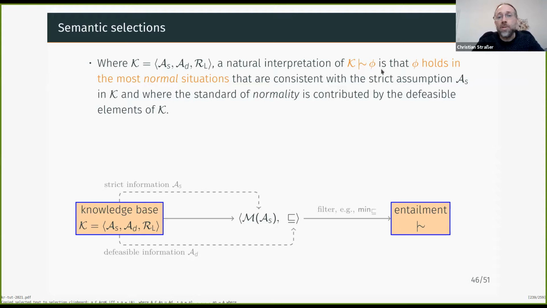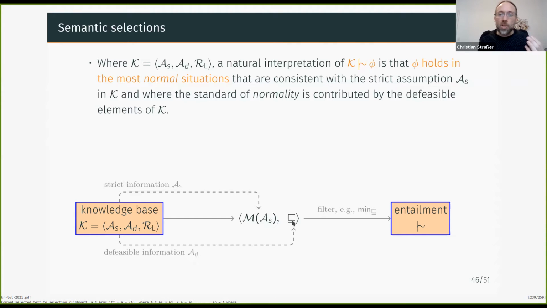So a natural interpretation of saying that the knowledge base defeasibly entails a formula phi is to say that phi holds in the most normal situations that are consistent with the strict assumptions which this knowledge base gives us, and where the normality is somehow based on the defeasible information the knowledge base gives us. So the standard of normality is somewhat based on the defeasible assumptions the knowledge base gives us. So basically we start with a knowledge base. The strict information and the underlying logic give us now the models of the strict assumptions. And the defeasible information should give us an idea of how we can order these models, how we can compare the models in terms of how normal they are, how preferred they are in that respect, because we prefer models which interpret the information in the most normal way possible.